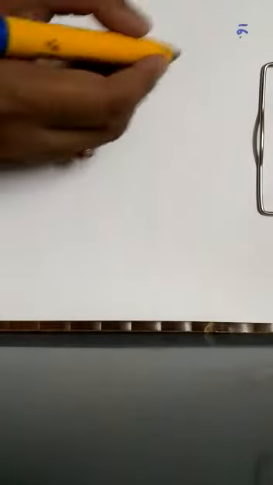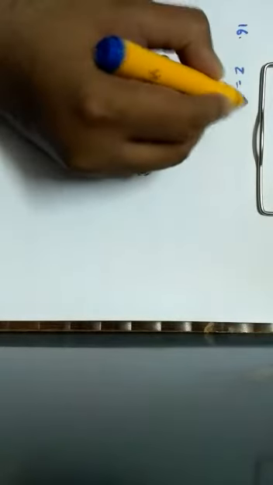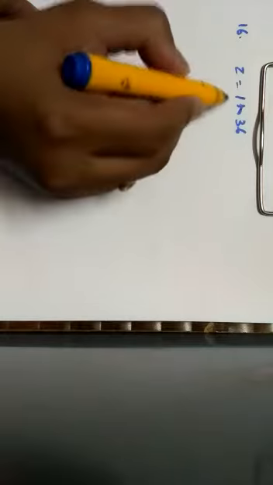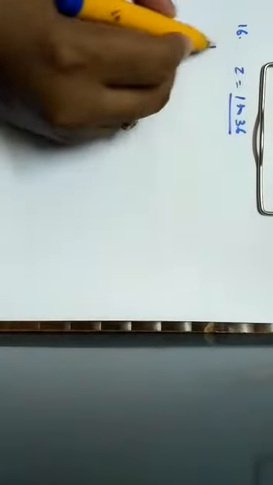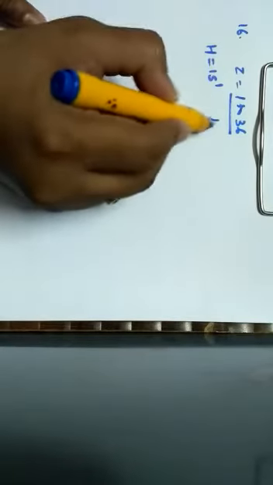Let us continue with the next one. That is question number 16. Among the elements from atomic number 1 to 36, the number of elements which have an unpaired electron in their s subshell is. So when we go through atomic number 1 to 36, the first element is hydrogen, which has one electron in its outermost subshell.